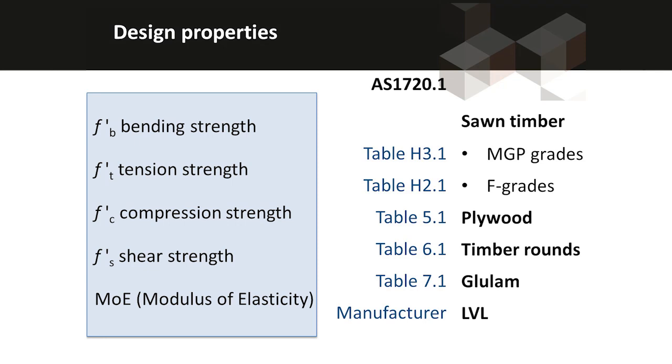For plywood, they're in Section 5, which is the plywood section. For glulam, they're in Section 7, which is the glulam section. And for LVL, Section 8 points us to the manufacturer, because each individual manufacturer specifies their own design properties.